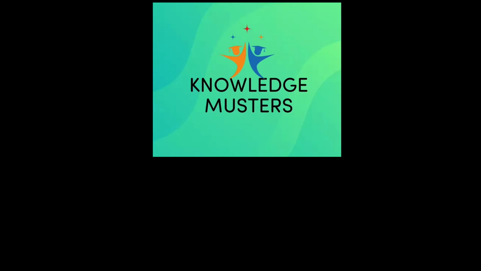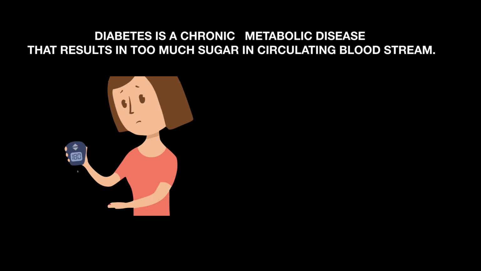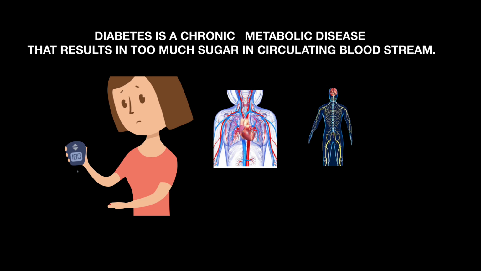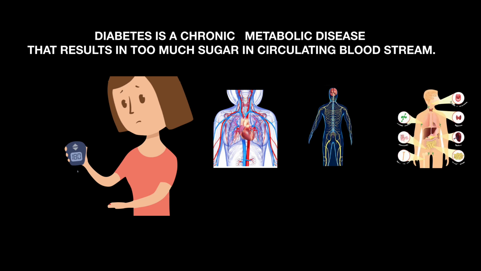In today's video, let's have a look at the most common lifestyle disease, diabetes. Diabetes is a chronic metabolic disease that results in too much sugar in the circulating bloodstream. Eventually, these high blood sugar levels can lead to disorders of the circulatory, nervous, and immune systems.